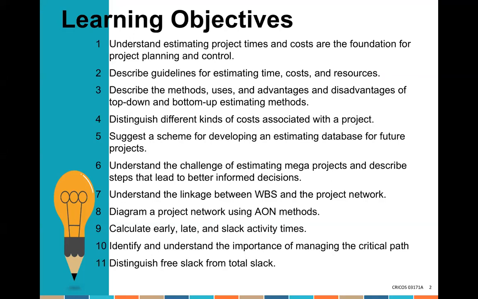We're going to identify and understand the importance of managing the critical path. The critical path is the path that you will be able to identify, and any project activity on that path, if it gets delayed, will delay the delivery of the project. So we're going to learn about that. We're going to distinguish free slack and total slack. What's the difference between the two? Now, someone sent me a question in the chat to ask what kind of questions will be in the quiz. All of them are multiple choice questions.